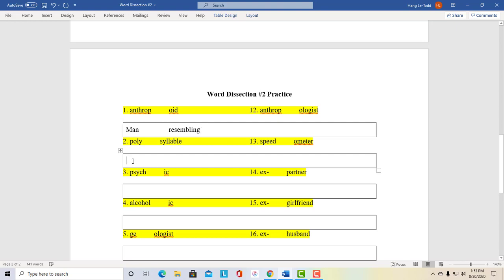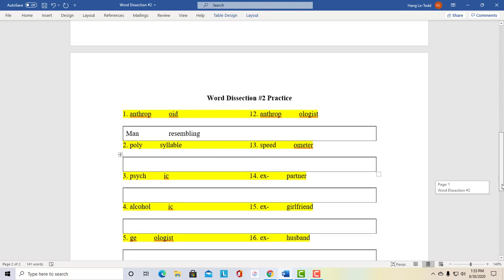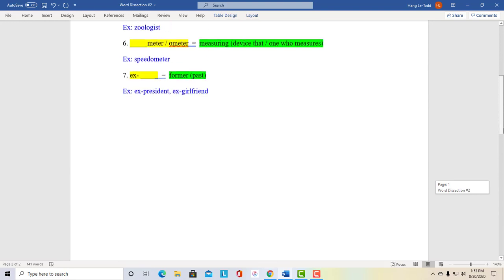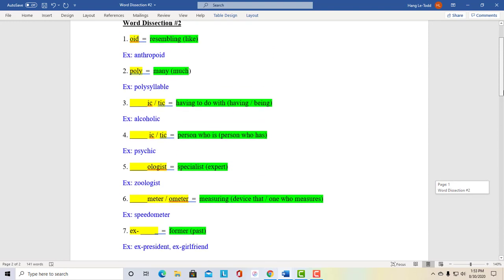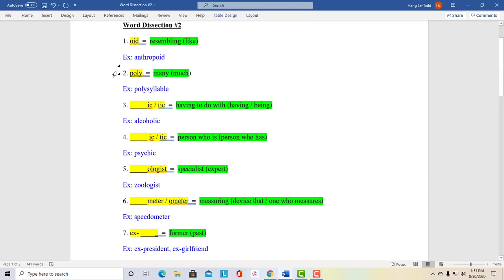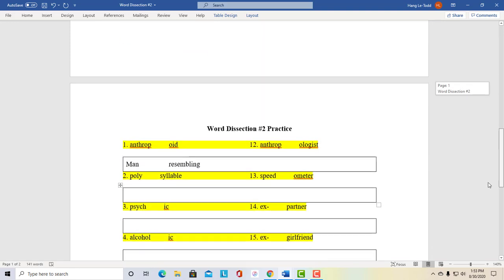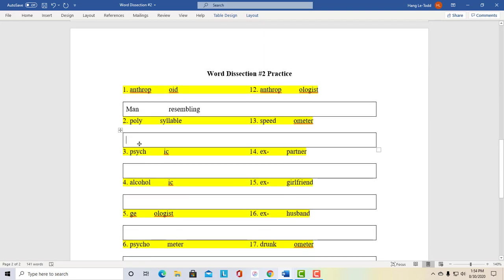Let's go to number 2, poly. Is poly one of our words from this week? We'll look up here in case you don't remember. And number 2, poly means many or much. Once again, we'll just pick one of the meanings, okay? So down here, I'm going to go ahead and type in many. Tab on over to syllable.